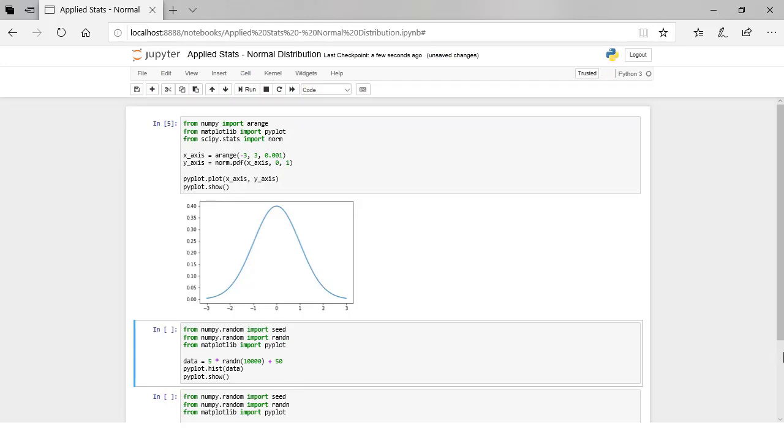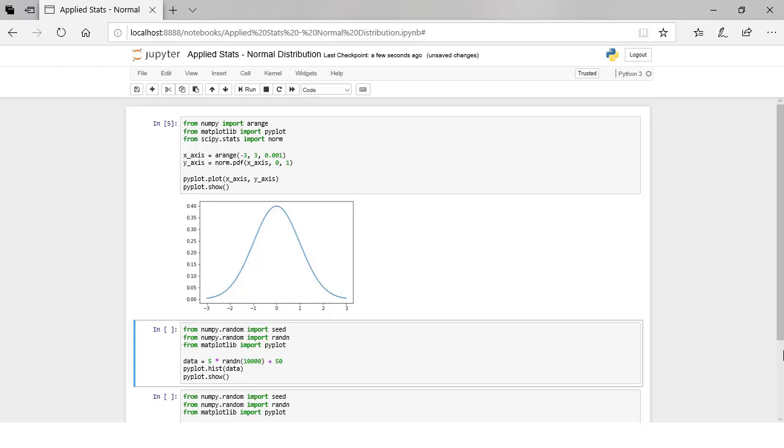The x-axis are the observations, and the y-axis is the likelihood of each observation. In this case, observations are around 0, 0. Observations around the 0 mark are the most common observations, and observations around the -3 and the +3 are rare or unlikely.